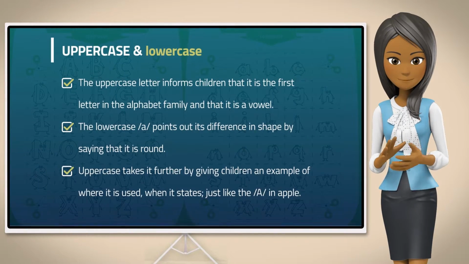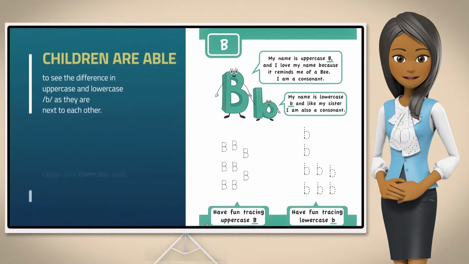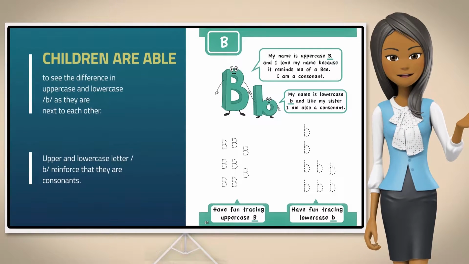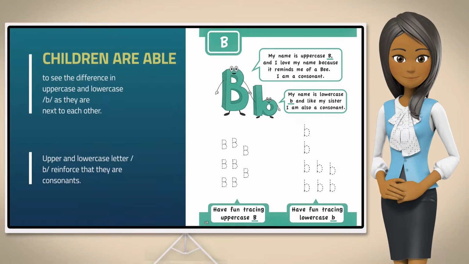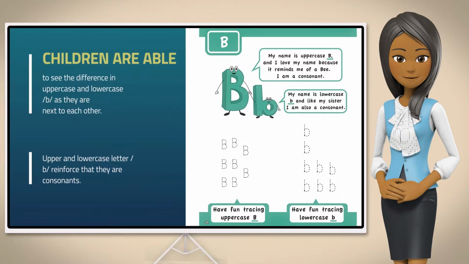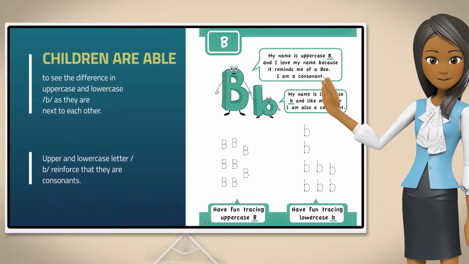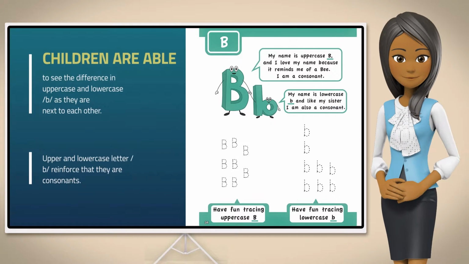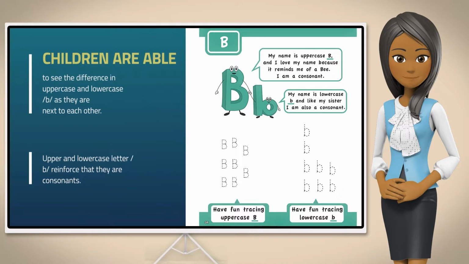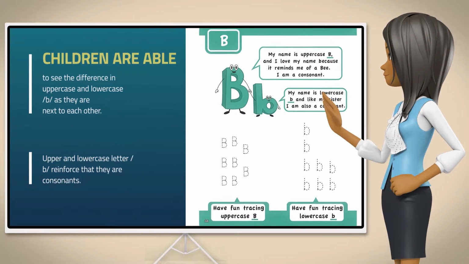Let's skip over to page 34, where the letter B introduces itself. Children are able to see the difference in uppercase and lowercase b as they are next to each other. In addition, these characters dialogue and share the fact that they are consonants. Now remember, whereas the letter A shared that they were vowels, upper and lowercase b reinforce that they are consonants. A good idea at this point is to have children place a sticker next to all consonants on the alphabet poster. This is the beginning of distinguishing the vowels from the consonants.